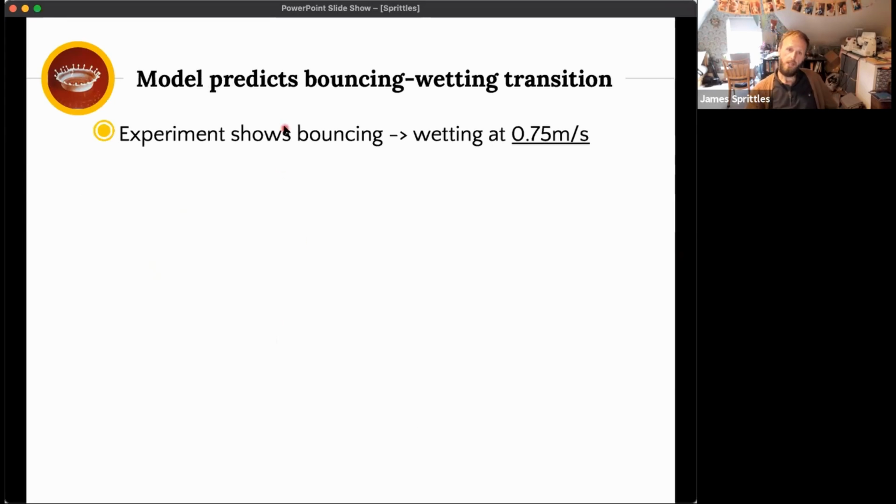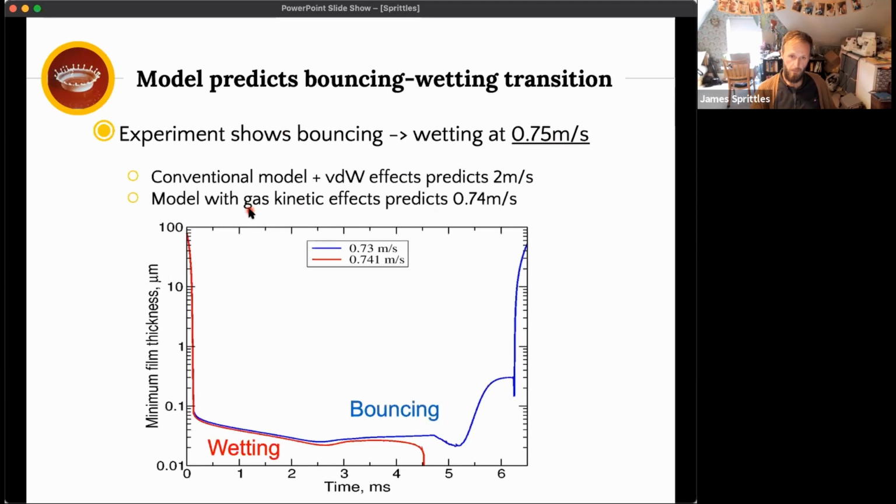So the experiment shows that as you go above 0.75 meters per second, you transition from bouncing to wetting these surfaces. If we run this model without all the gas kinetic effects, then the model predicts 2 meters per second, so miles away from the actual correct value. If we put in the gas kinetic effects as described, with nothing to fit, then we get 0.74 meters per second. Okay, so let me show you, this is the minimum film height as a function of time.